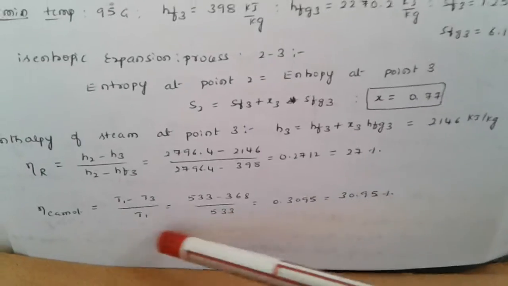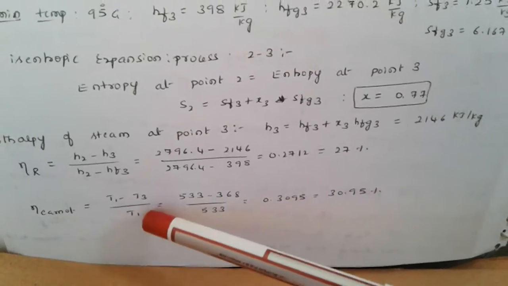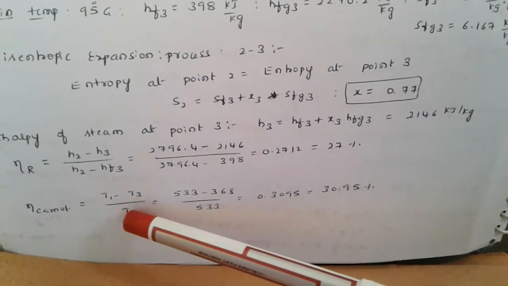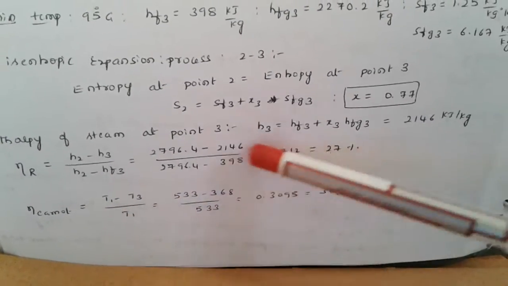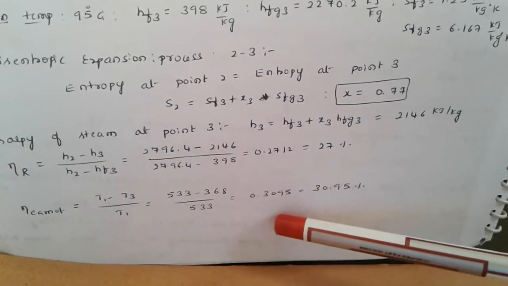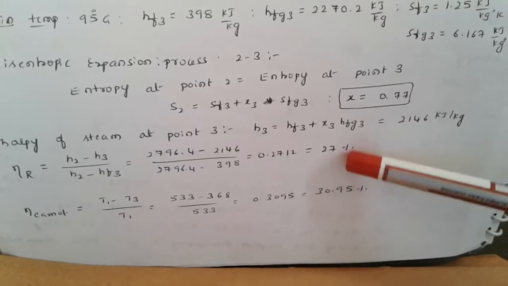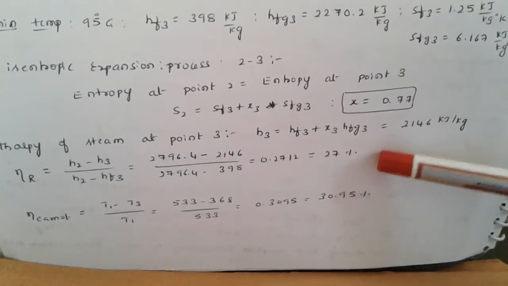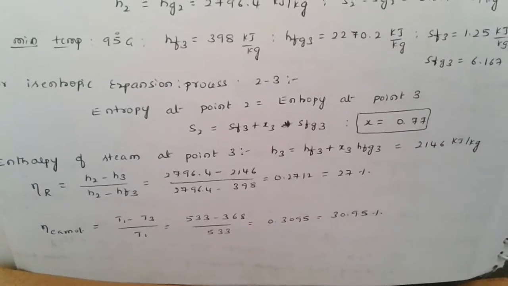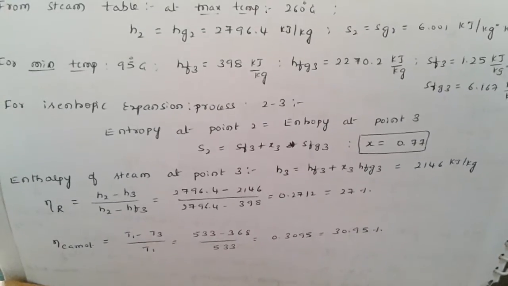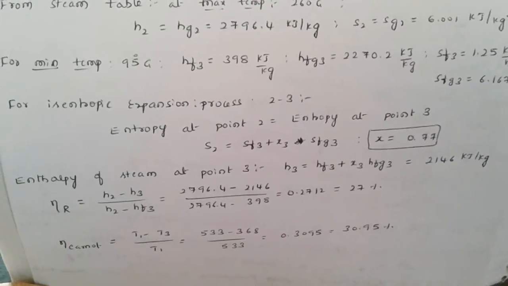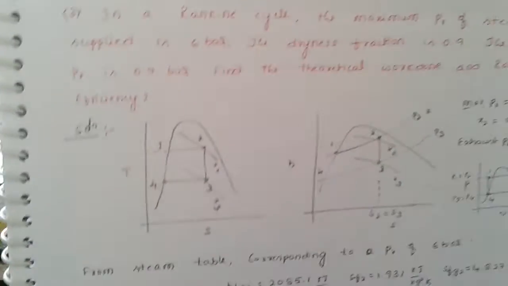In a similar way, we have to find out the Carnot efficiency. That is T1 minus T3 divided by T1, that is, TH minus TL divided by TH, where these are the highest temperature and lowest temperature. Based on that, the Carnot efficiency becomes 30.95%, while the Rankine cycle efficiency is 27%. Okay, this is the problem with respect to the Rankine cycle. For the same operating temperatures we have to compare with the Carnot cycle. Then we will have another problem on the Rankine cycle.